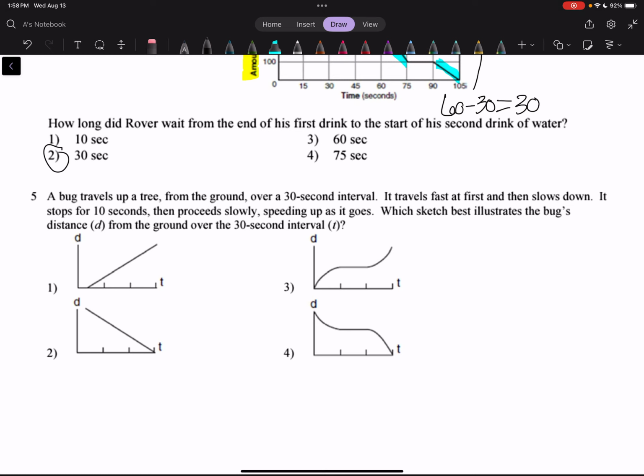All right, with the statement, it travels fast at first and then slows down, I know it is not constant. It is not a linear function. I know it cannot be 1 or 2. So I'm left with 3 and 4.